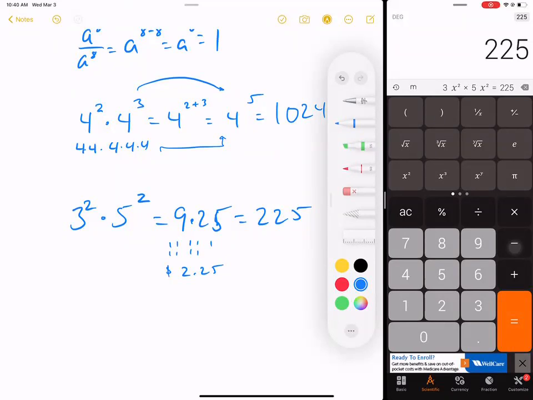But you want to make sure you know how to use your calculators. The calculators require you to write certain things in certain orders.